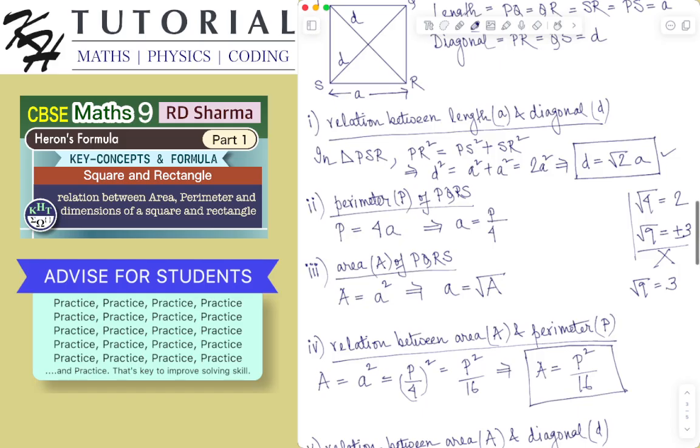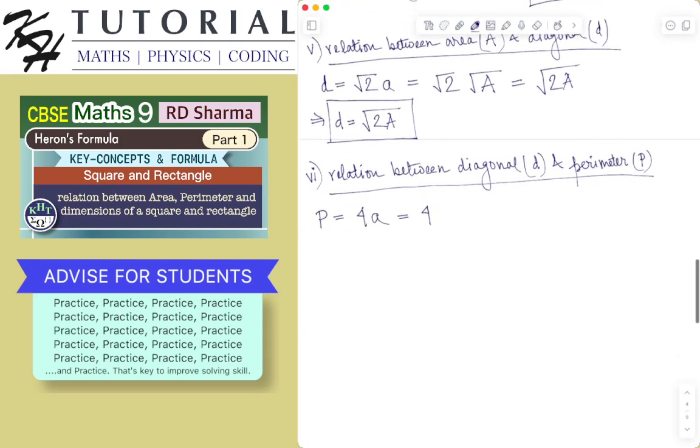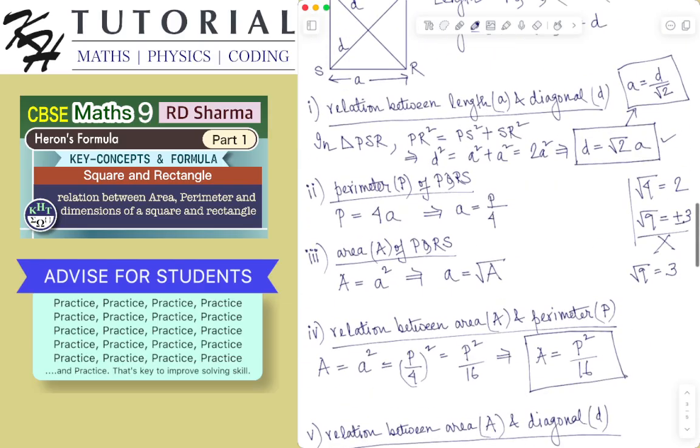Now from here, another thing is that D equals square root of 2 into a, that is D in terms of a. What will be a in terms of D? a is equal to D by square root of 2. This thing is also important. a is equal to D by square root of 2. So 4 into a is 4 into D by square root of 2.